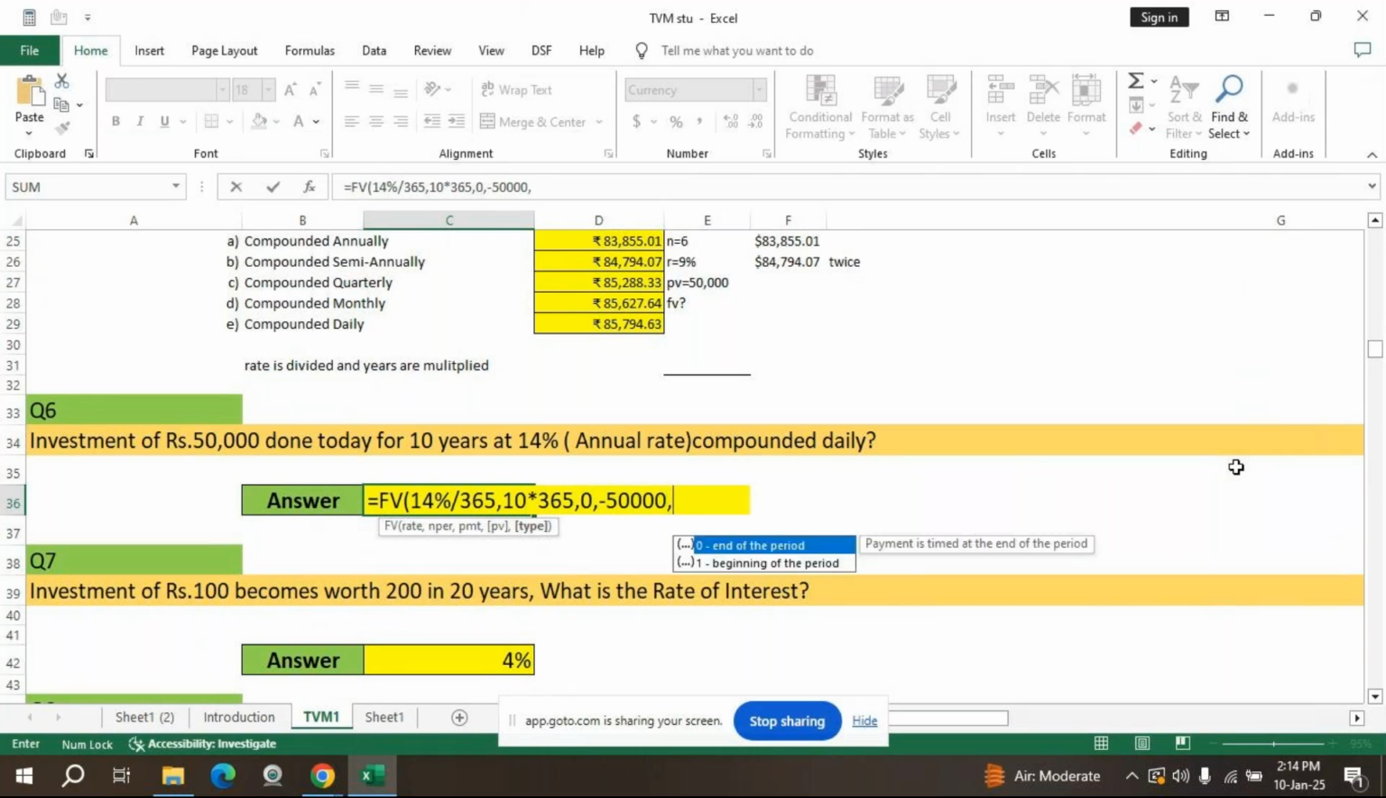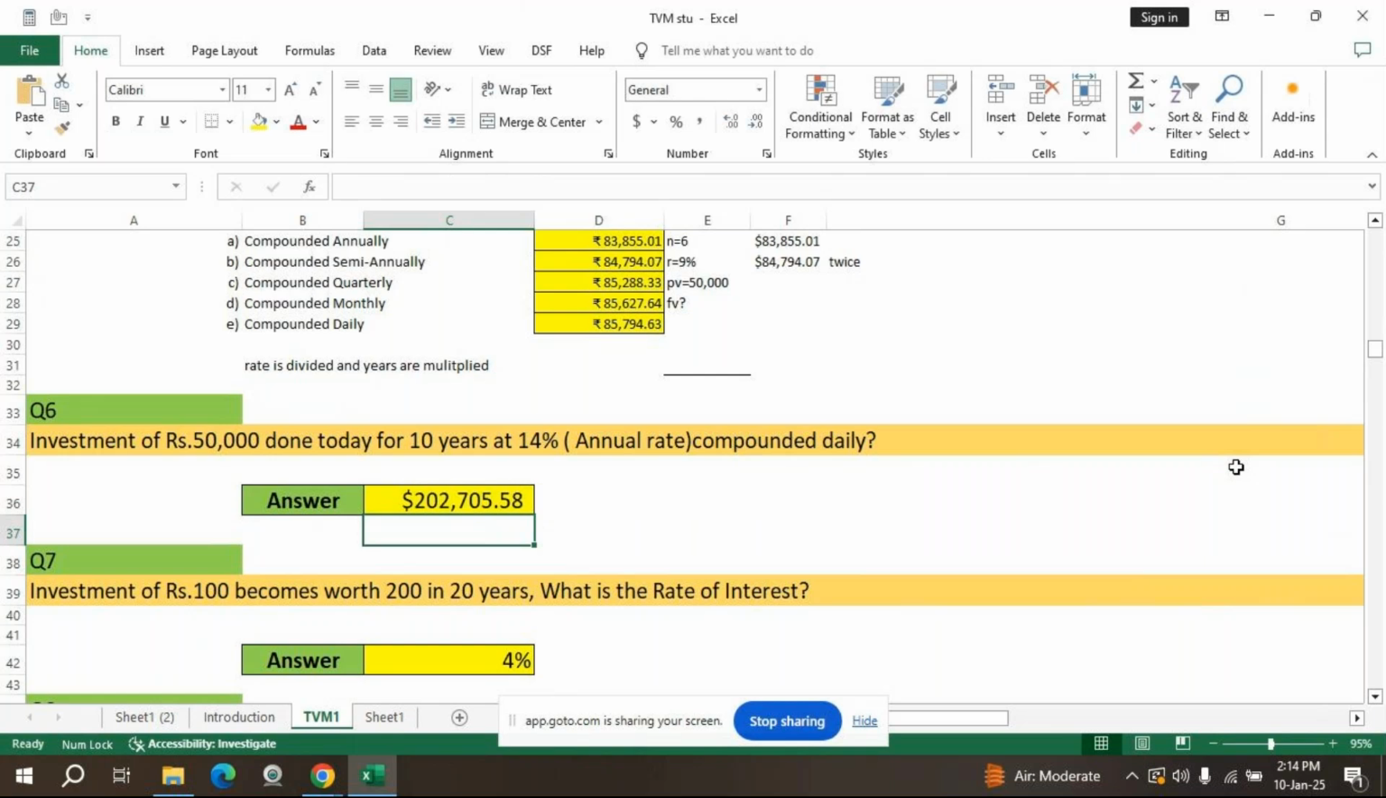Then comma, the type. The annuity type is at the beginning of the period. So at the beginning of the period, or at the end of the period, correct. FV at the end of the period. Then close the bracket and press enter. See, now at the end of 10 years, we'll be getting 2,02,705.